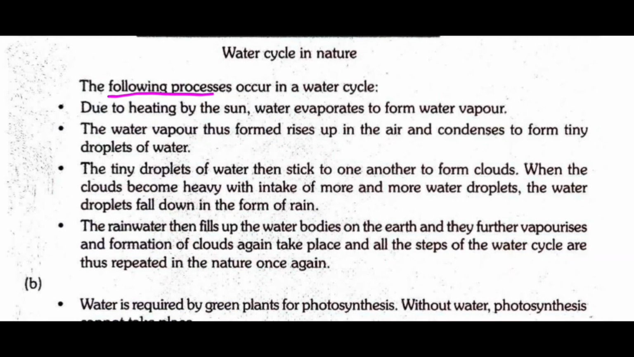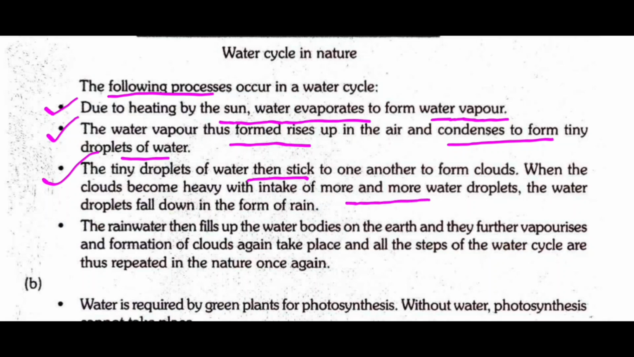So the following processes occur in the water cycle. First point: due to heating by the sun, water evaporates to form water vapor. Then the water vapor thus formed rises up in the air and condenses to form tiny droplets of water. The tiny droplets of water then stick to one another to form clouds. When the clouds become heavy with intake of more and more water droplets, the water droplets fall down in the form of rain. The rainwater then fills up the water bodies on the earth and they further vaporize, and formation of clouds again takes place, and all the steps of the water cycle are thus repeated in nature once again.